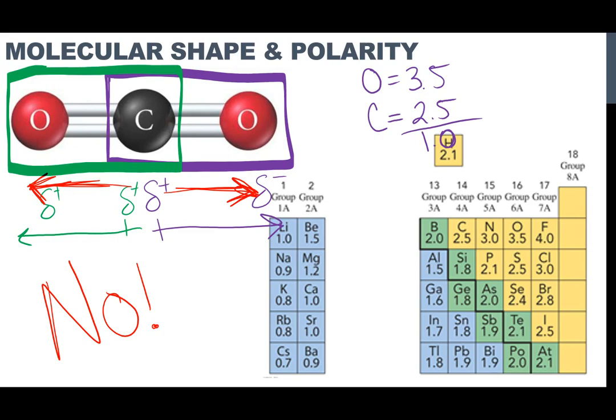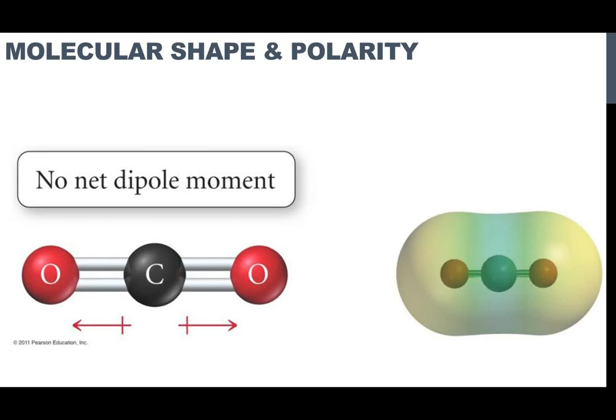So carbon dioxide is a non-polar molecule because it's pulling in equal and opposite directions. Okay, so there would be no net dipole moment.